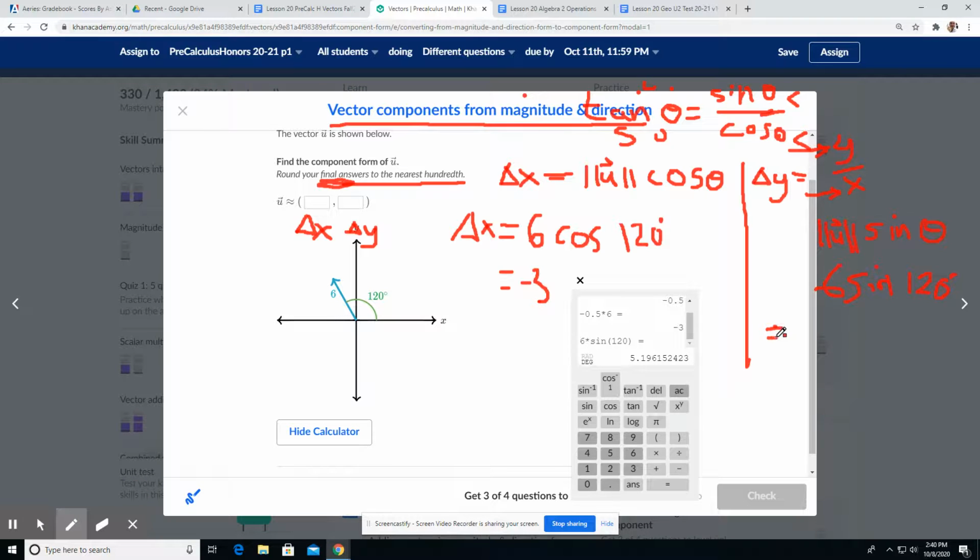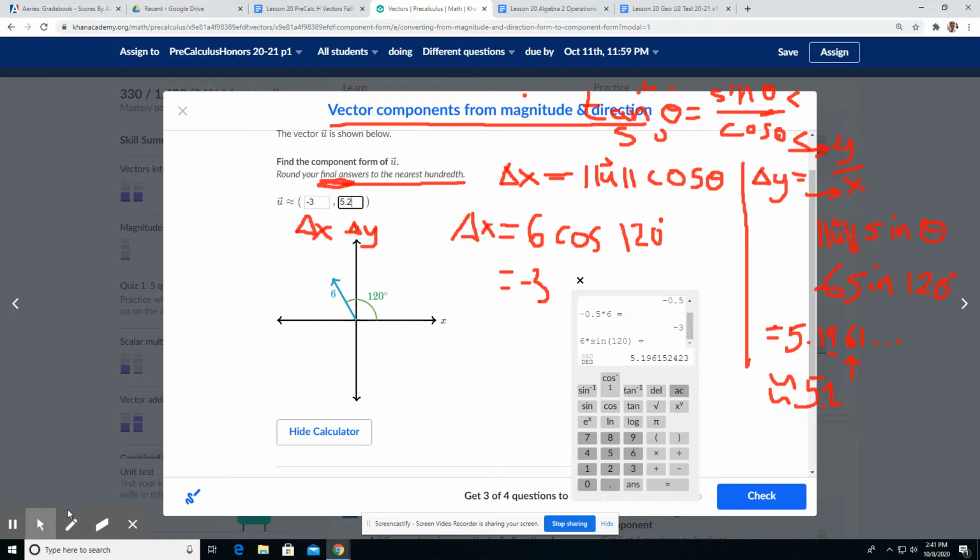So the change in y is equal to 5.1961... and they want the nearest hundredth. So the tenths place is the one I'm looking at, and I go to the next digit to round. So that is approximately equal to 5.1, and that rounds up, so that's 5.2, or 5.20. All right, that's everything we need. So I got negative 3 and 5.2.